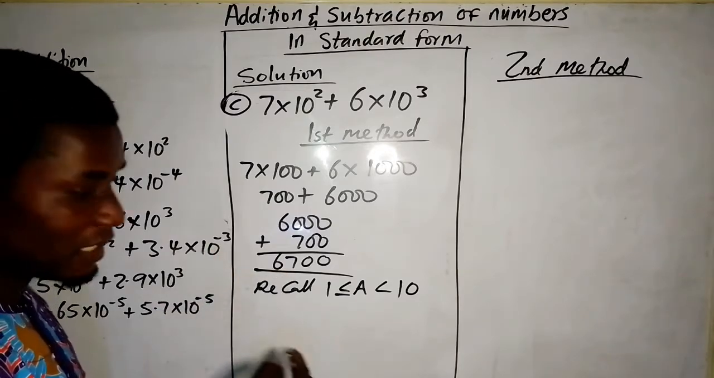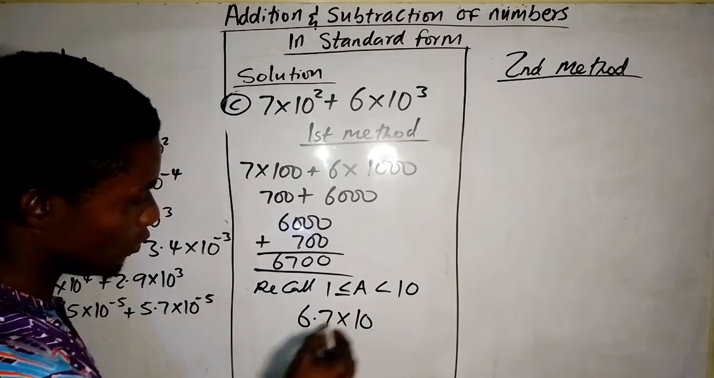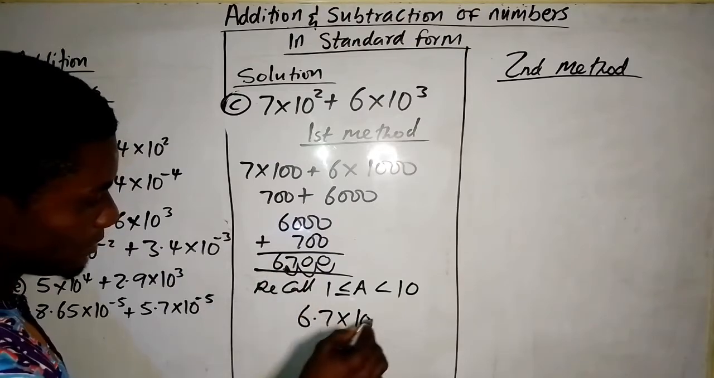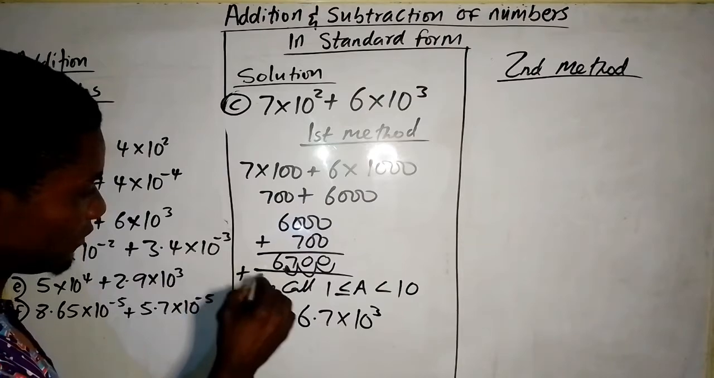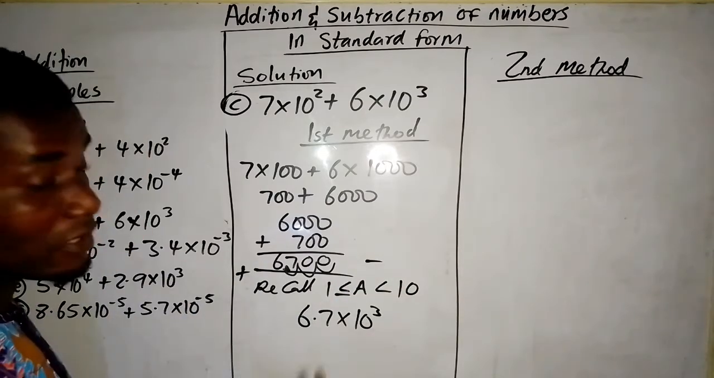Now to express this in standard form, we're going to be having 6.7 times 10 raised to power what? Let's count. 1, 2, and 3. That is times 10 raised to power 3. If you are moving to the left, that will be positive. If you are moving to the right, that will be negative. So we are having 6.7 times 10 raised to power 3.